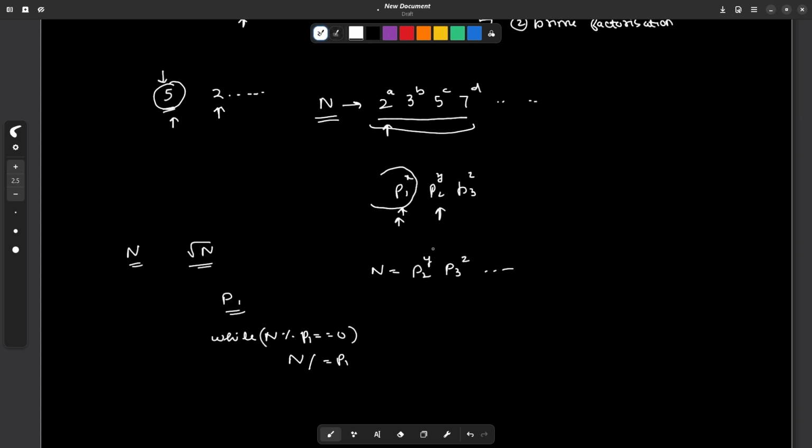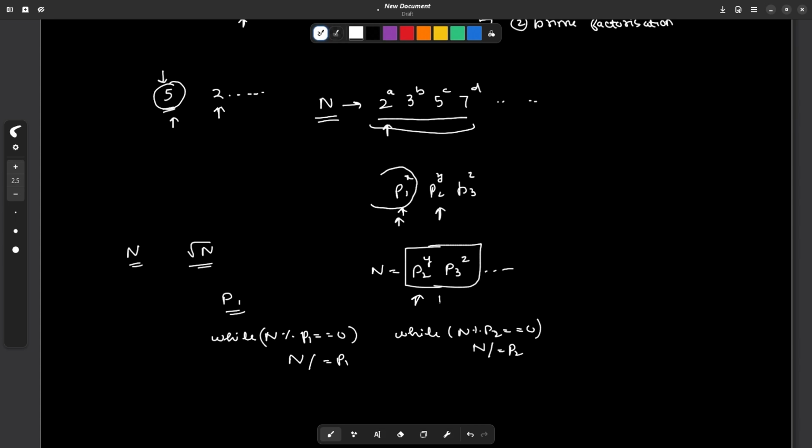Right? Now, for this new number, I can again go till square root of n and I can find its first prime factor, right? So let's say its first prime factor was p2. Now I can do the exact same thing with p2 as well. I can divide while n mod p2 is equal to 0. That means while n is divisible by p2, I will divide n by p2, right? You see, I'm not doing anything. I'm just finding the first prime factor of the current number and removing that prime factor from the whole number.